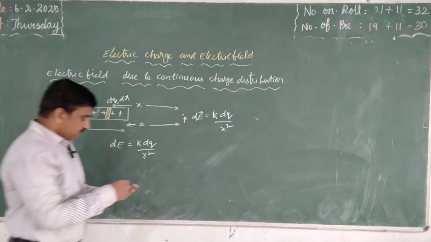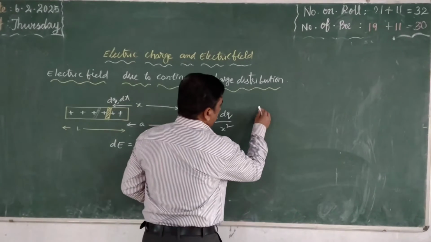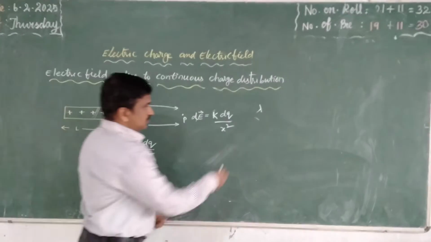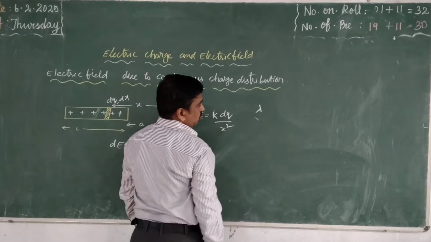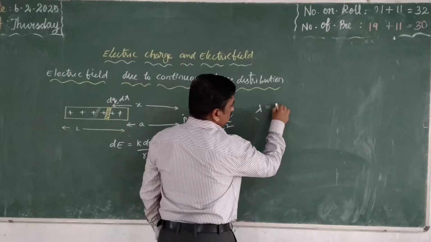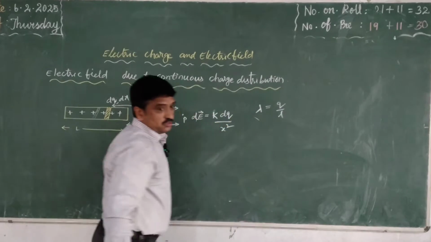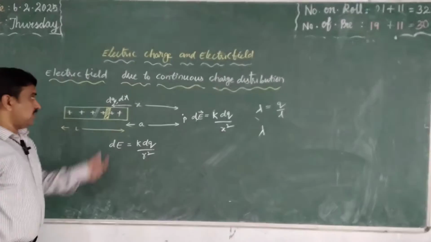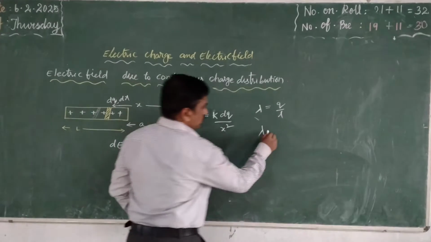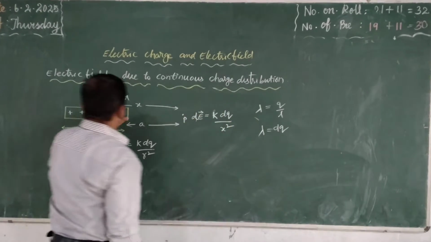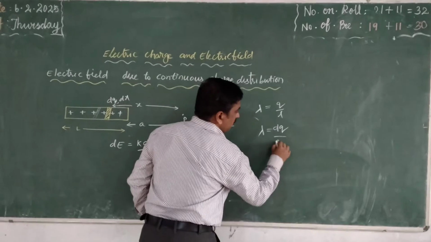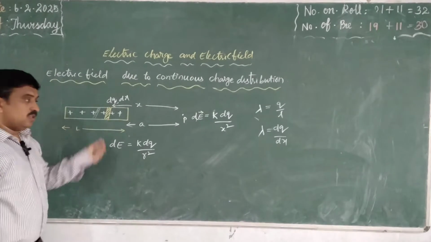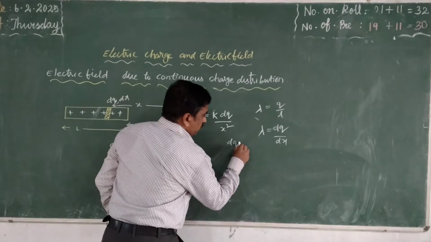In this case, first we can write the linear charge density. Linear charge density we represent by lambda. Linear charge density, lambda, equals charge per unit length. Here the charge is dq and the length is dx, so lambda equals dq by dx. This is the linear charge density for this elemental charge. Now, dq equal to what can we write?